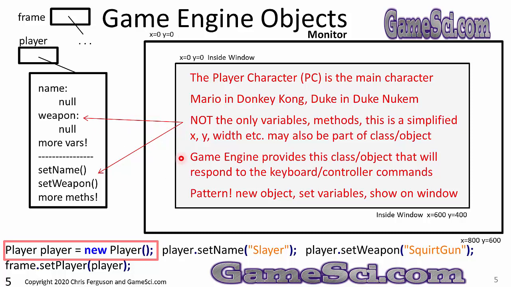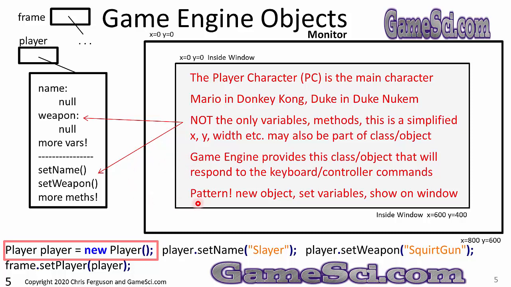Every game engine provides some type of class or object that will respond to the keyboard or controller commands. That's another way you can tell about this is the player character. The player character is the character in the game that when you move the up arrow, it goes up. When you move the down arrow, it goes down. This is the main player. It responds to the game controller or keyboard inputs.